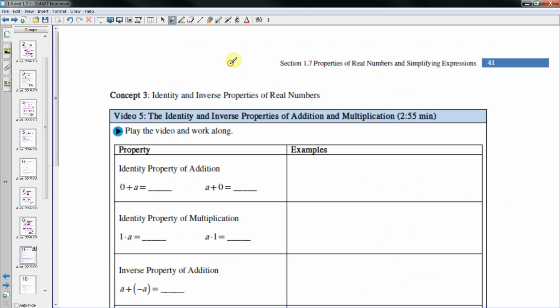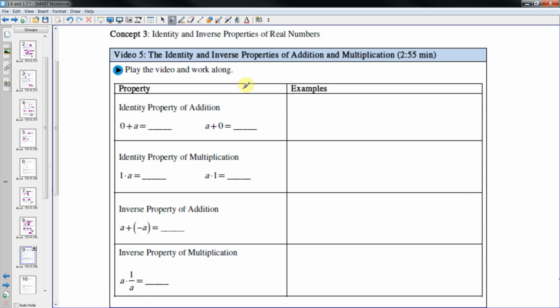So that was associative property. Identity and inverse properties. Identity property means you either add or multiply and you get the same number back out. So on identity property of addition, if you add 0 to any number, you get that number back out. So 5 plus 0 equals 5. That would be an example.